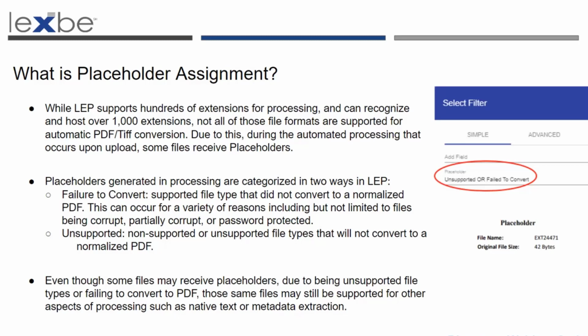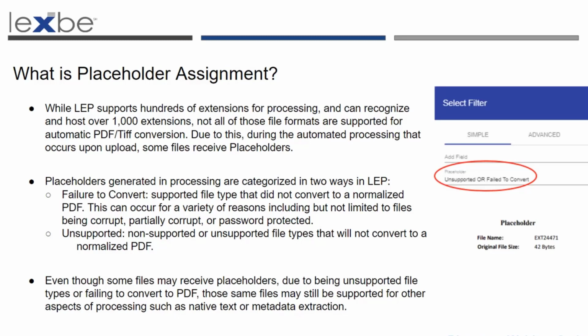While LEP supports hundreds of extensions for processing and can recognize as well as host over 1,000 extensions, not all of those file formats are supported for automatic PDF or TIFF conversion. Due to this, during the automated processing that occurs upon upload, some files receive placeholders.